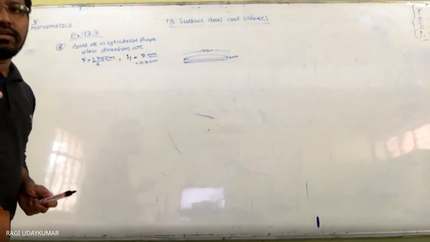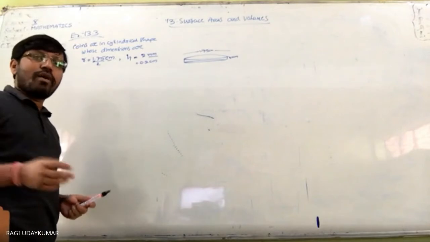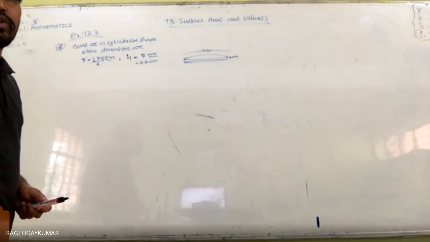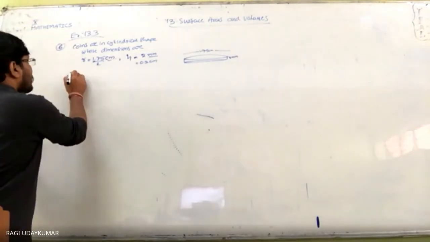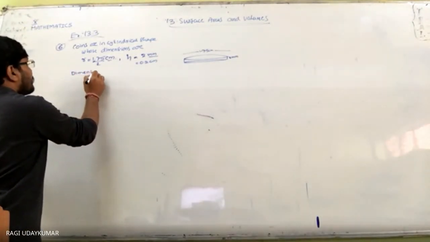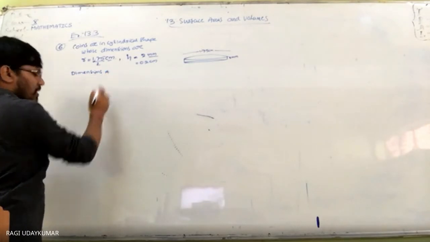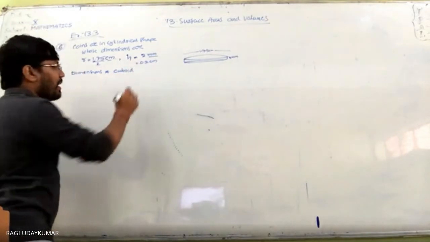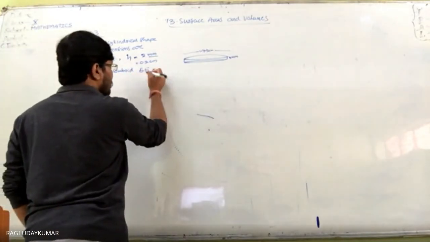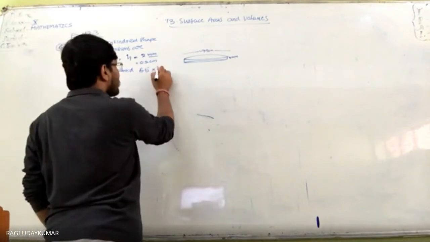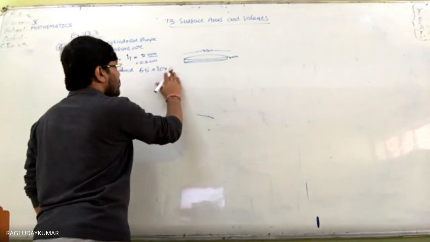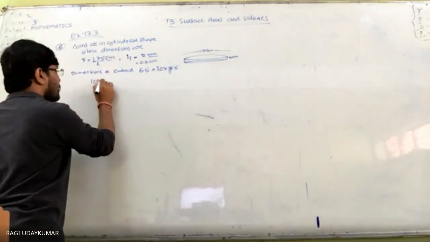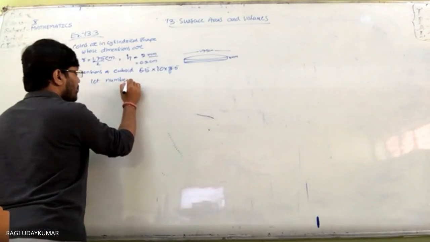Let the number of coins be n, and they are melted and formed into a cuboid-shaped container. Cuboid dimensions are given to you. What are the dimensions of the cuboid? Directly you write here: 5.5 centimeters into 10 centimeters into 3.5 centimeters. Let the number of coins be n.